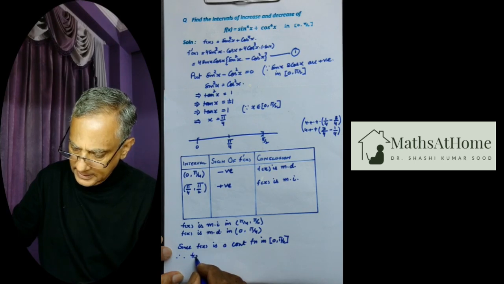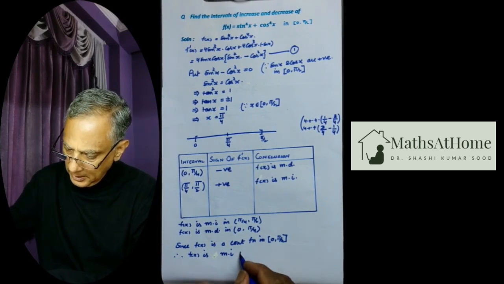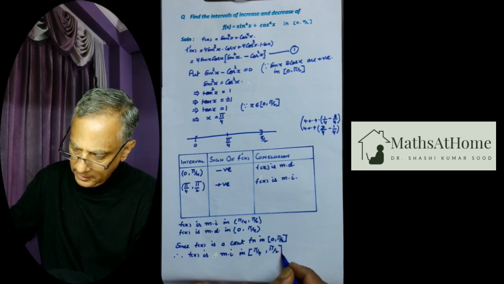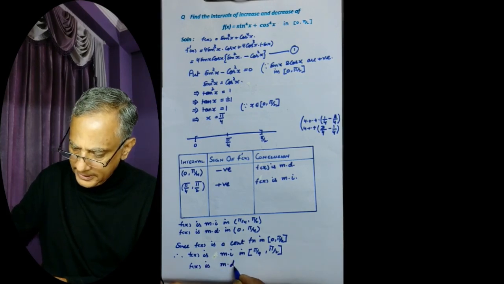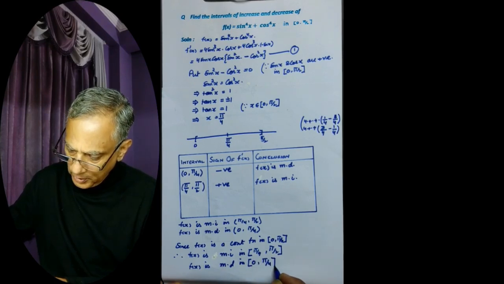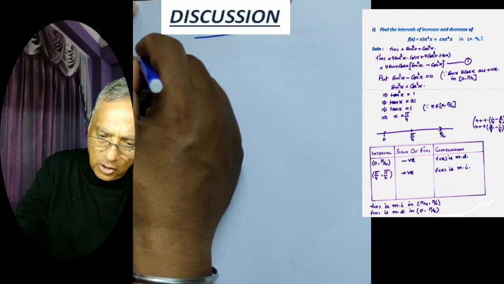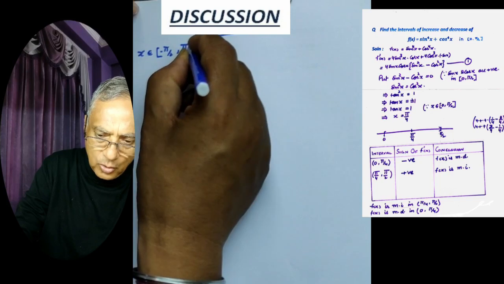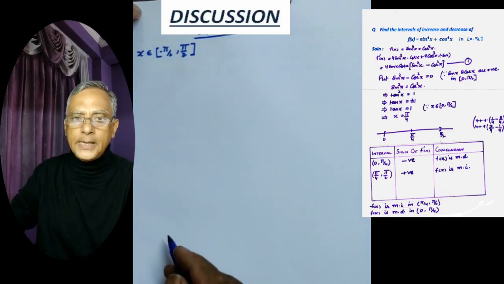Therefore, f(x) is monotonically increasing in the closed interval π/4 to π/2, and f(x) is monotonically decreasing in the closed interval 0 to π/4. Now, if in the above question we have x belongs to −π/2 to π/2 instead of 0 to π/2, then how will we proceed in this question?